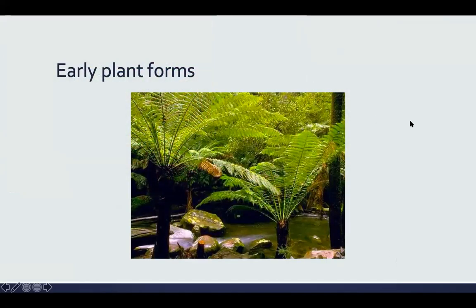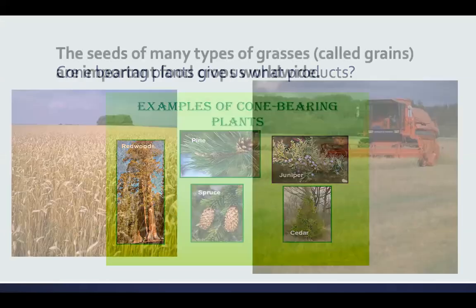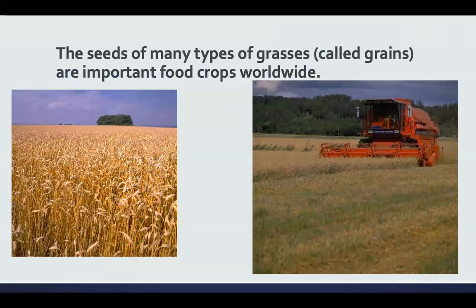Early plant forms. Here's an example of an early plant form from many, many years ago. Cone-bearing plants give us what products? Cone-bearing plants are often large trees providing cones, and cone-bearing trees are also called conifers. And again, cones will disperse the seeds in those trees. The seeds of many types of grasses, called grains, are important food crops worldwide, whether that's corn or wheat or oats.